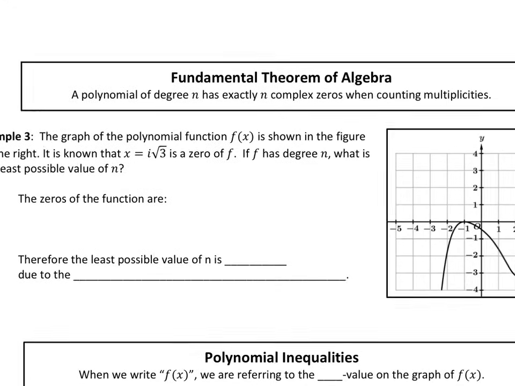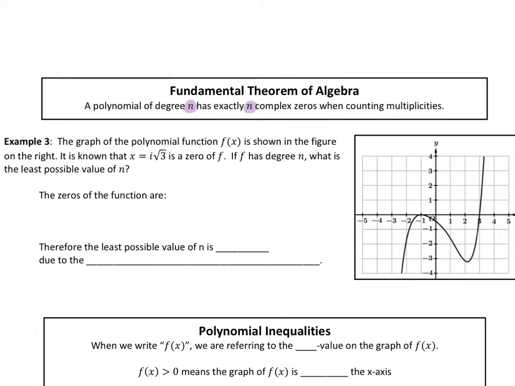Basically, it says that a polynomial of degree n, so we're talking about the degree of the polynomial, has exactly n complex zeros when counting multiplicities, meaning the total number of zeros in the polynomial will be the degree, not necessarily the number of real ones, but the total number of real and non-real zeros.